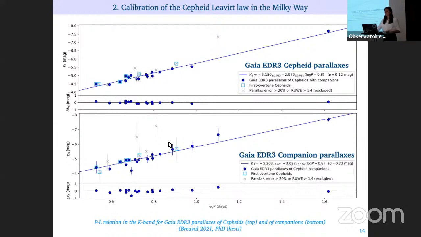And with companions, we now have more outliers. So this test suggests that the variation in color of Cepheids does not impact the quality of the astrometry anymore. It suggests that we can now directly use Cepheid parallaxes from Gaia DR3.